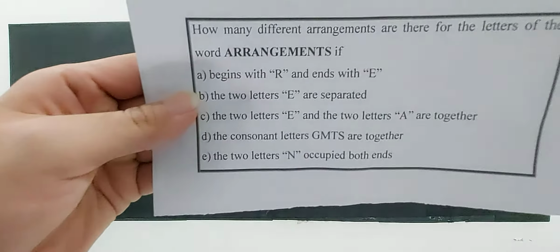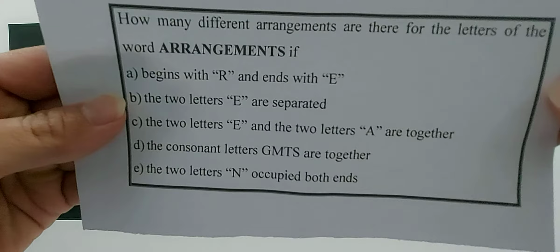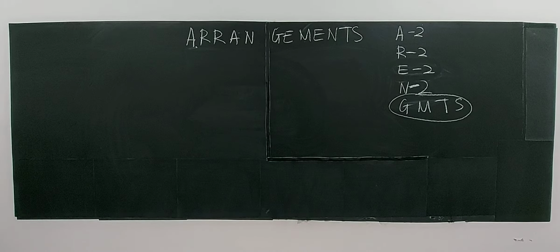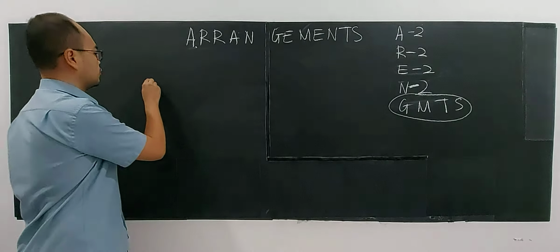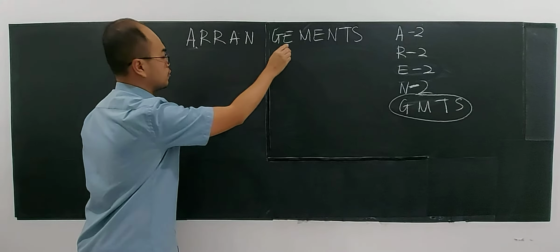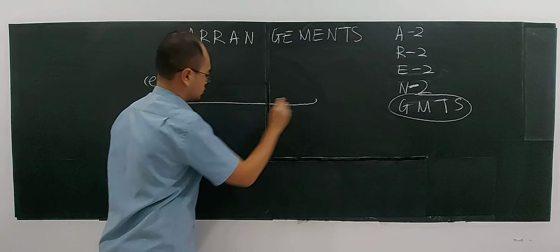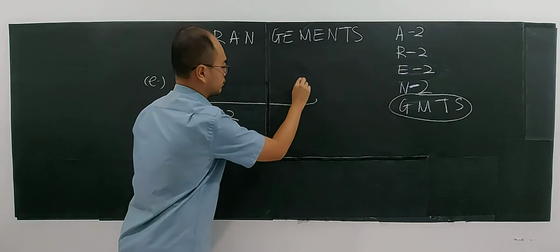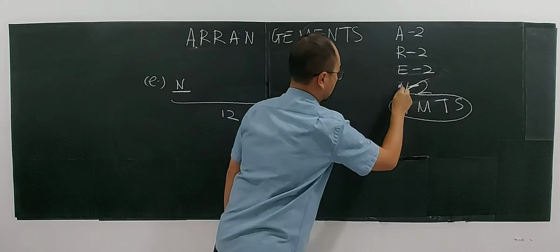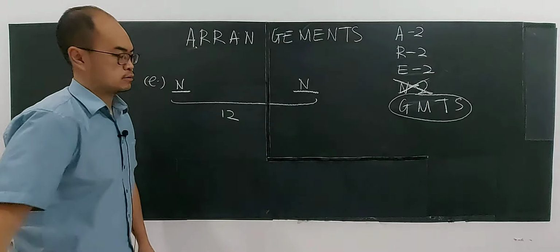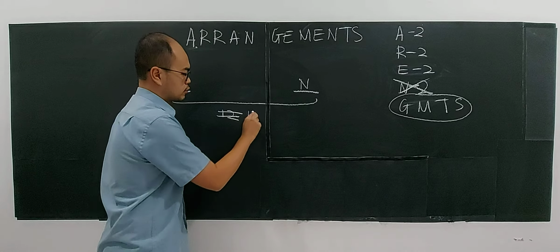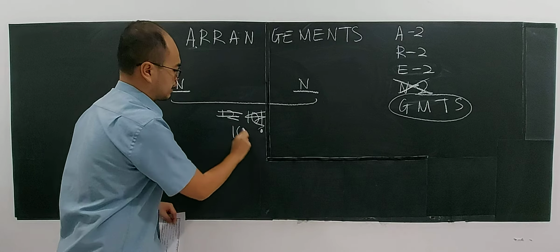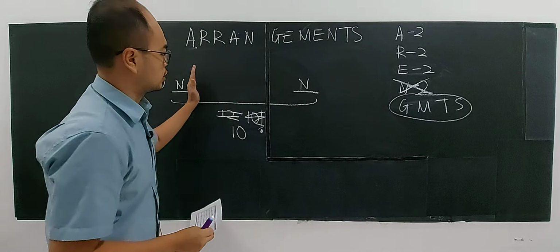Alright, let's look at the final item here, E. The 2 letters N occupy both ends, right? It's not very difficult, because you know that you have 12 alphabets, right? The 2 N must occupy both ends. Fixed means that the N must already occupy both ends, right? So it becomes the remaining 10 factorial only. Why? You have 10 alphabets to arrange for the middle.